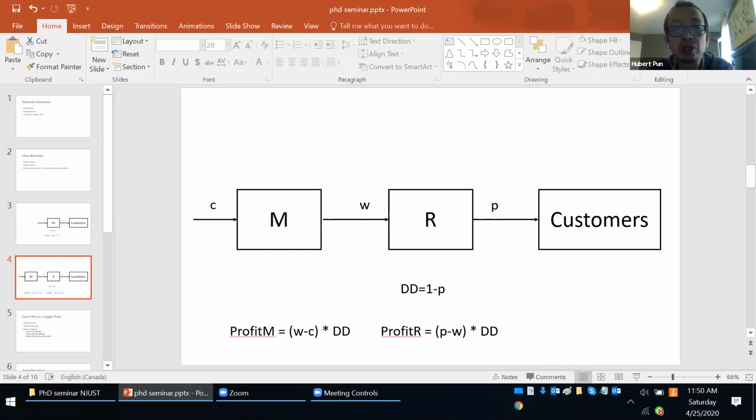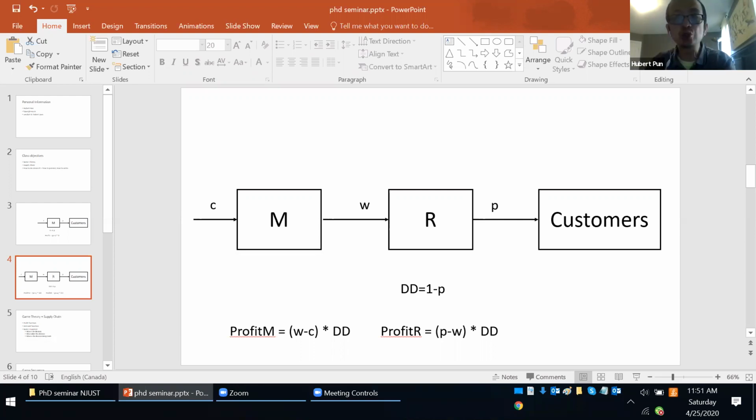So the question that we want to address is what should the wholesale price and what should the retail price be? Note that the production cost is basically not a decision, because that is a material that you get from the market and you don't get to decide how much the production costs. But you get to decide the wholesale price, and you also get to decide the retail price to the customers. And then there's a demand function, 1 minus P.